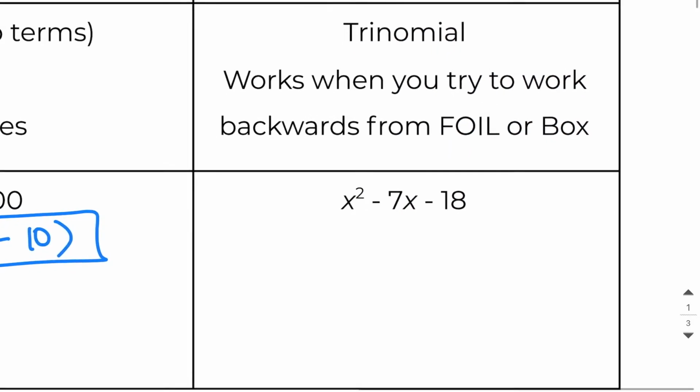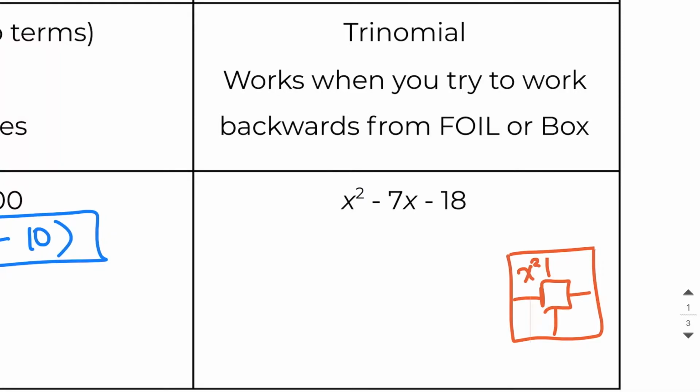All right, lastly, if I want to unfoil or undo the box, it has to be a trinomial. So we have to have 3 terms, 1, 2, 3 terms right here, which we do. And I'm going to do the box right here. So I know that I have to have x squared, I have to have negative 7x, and then negative 18 right here.